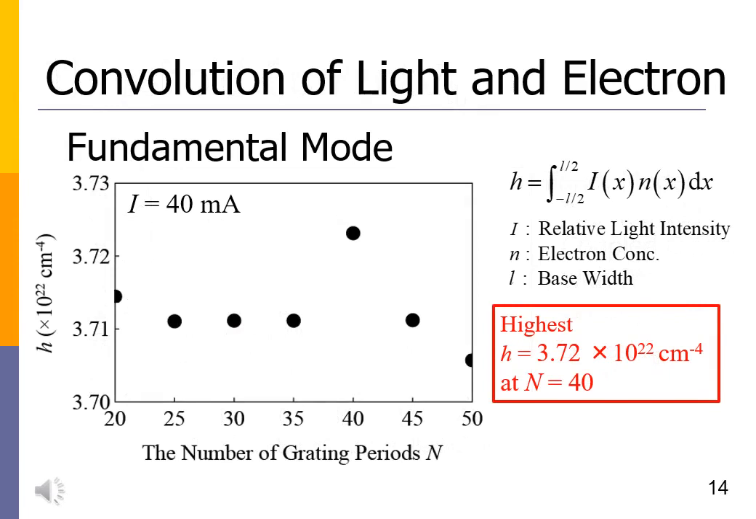We define the convolution H of the light distribution and the electron distribution by the equation on the right side. Here, I is relative light intensity, n is the electron concentration in the active layer, and L is the base width. This figure shows the convolution H of the light distribution and the electron distribution for the fundamental horizontal transverse mode. The injected current I is 40 milliamps, lower than threshold current. The convolution H has the highest value when n is 40. This leads to the lowest threshold current.